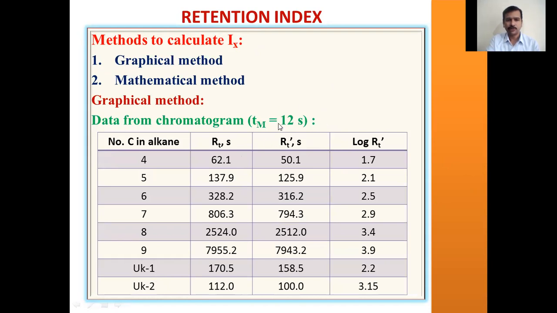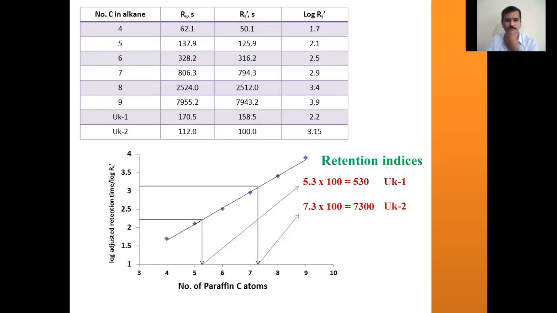The requirements are you need a chromatogram from which you can obtain the retention times and the dead time, by which you can calculate the adjusted retention time or corrected retention time. Then the number of carbon atoms present in the standards you must know. Log of adjusted retention time you calculate and plot the graph. Then you calculate log of RT dash for unknown compounds. Then you obtain the number of paraffinic carbons from the x-axis, multiply them with 100, you will get the retention index.